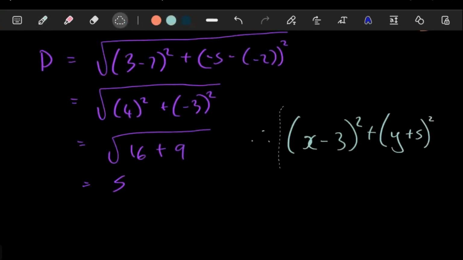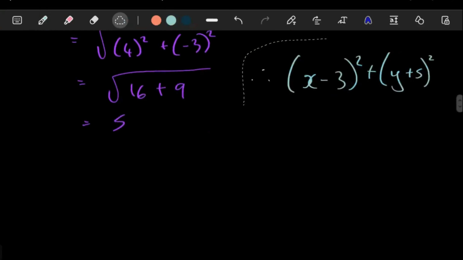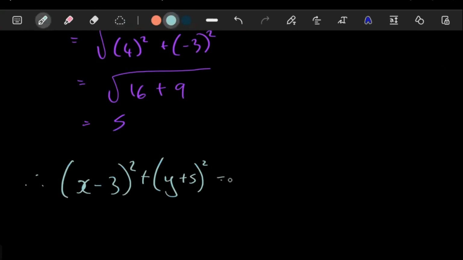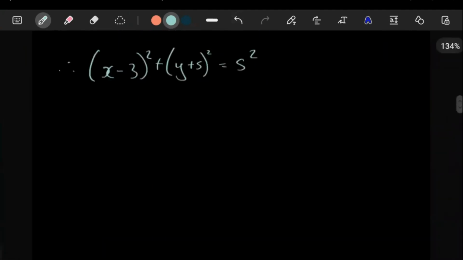There you go. That's the way we like it. And then this is equal to, what is it equal to? Let's go to the radius squared. There you go. You can have it like that. That's going to be worth 3 marks.